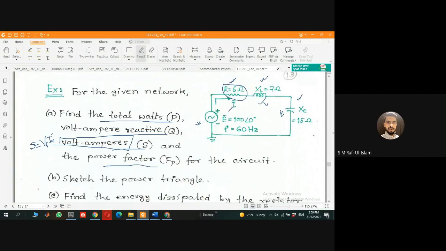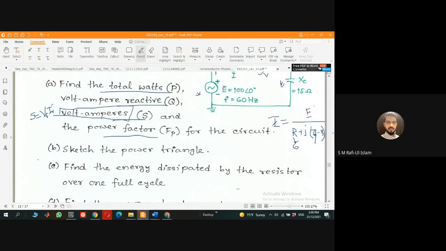So how would I calculate the source current? It's a simple circuit, right? I can calculate it easily using E divided by the total impedance. Can we calculate the total impedance? R plus j(XL minus XC). What would be the total impedance? It should be 6 plus j(7 minus 15), and 7 minus 15 is equal to minus 8. The R value is 6. So the total impedance is 6 minus j8.